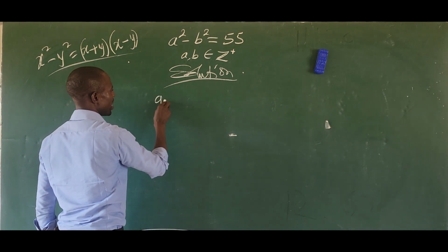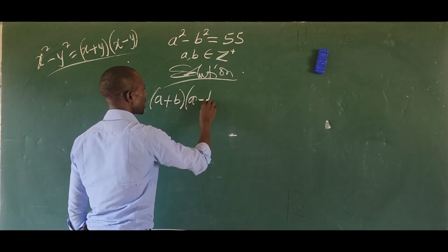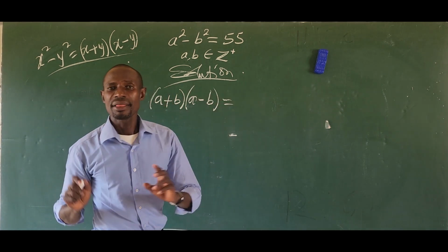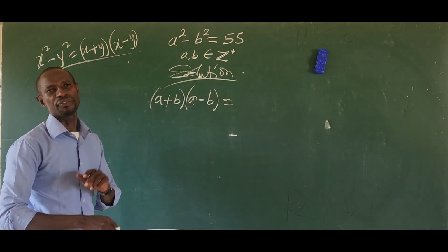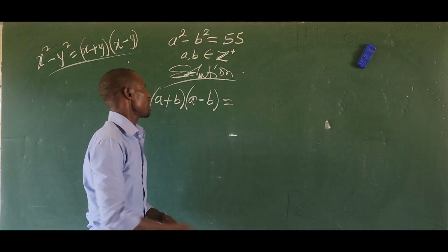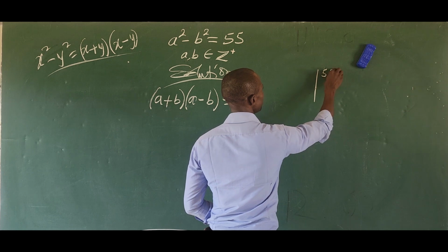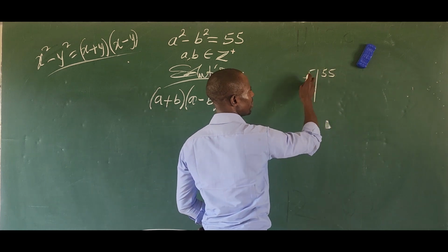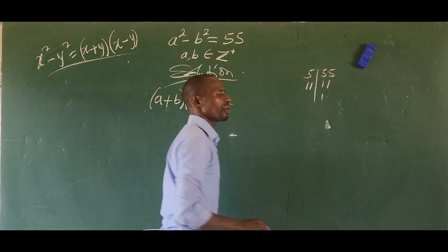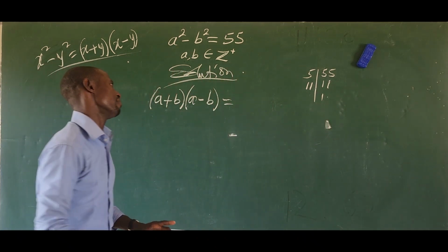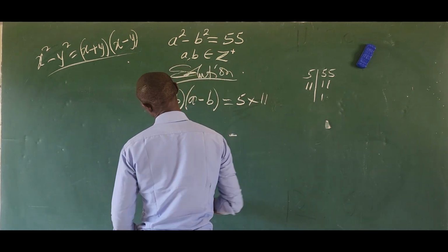So this could be written as (a plus b) times (a minus b), equal to the right hand side of the equation. We have to express it as a product of its prime factors, right? Let's divide: 55 divided by 5 gives us 11, and 11 divided by 11 gives 1. So that gives us 11 times 5, right? Good. Or we can say 5 times 11.